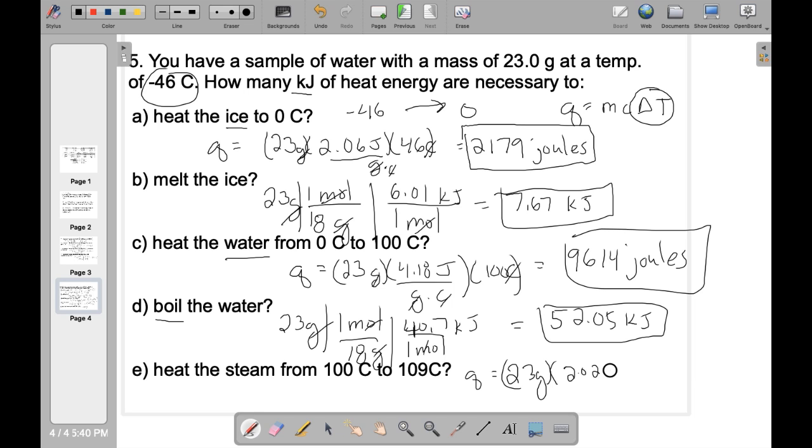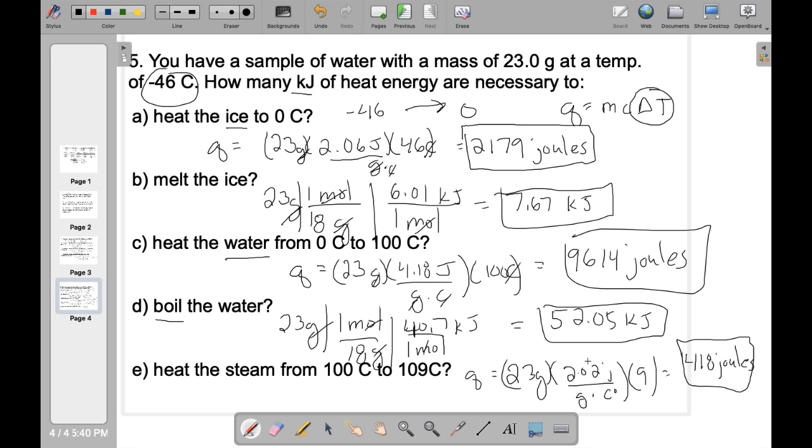2.02 joules per gram Celsius. And it's going to be 9 degrees difference. If I do the math here, I'll get 418 joules. Yet again, how did I get this 9? My final temperature, 109, minus the starting temperature of 100. Just to make sure you understand that. Okay.